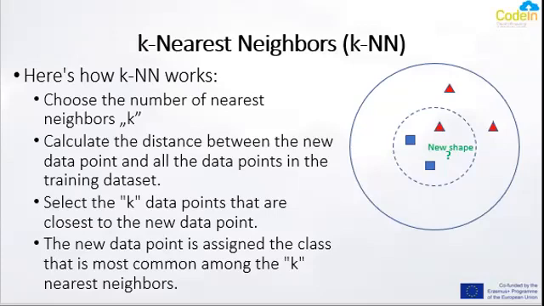However, if the number of nearest neighbors is set to 5, represented by the solid line circle, the new shape will be classified as a red triangle. This is because within the outer circle, there are 3 red triangles and 2 blue squares.